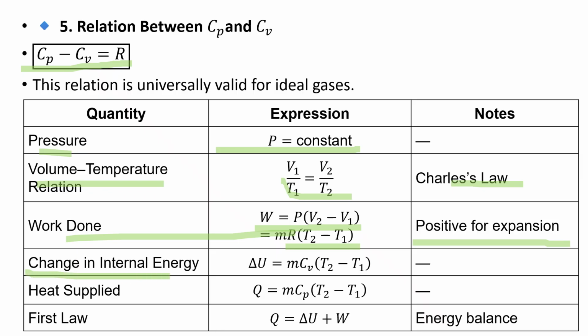Change in internal energy delta U is mCv delta T, that is T2 minus T1. Heat supplied is mCp into (T2 minus T1), and the first law equation Q equals delta U plus W is for energy balance. So I hope friend this is very much clear to you. For the constant pressure process, these are all relations which you have to remember, or you can easily derive if you have gone through this video.